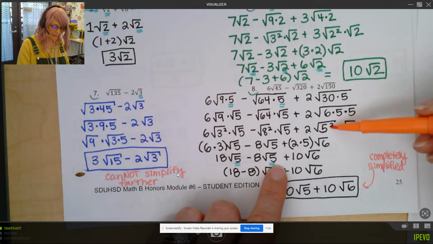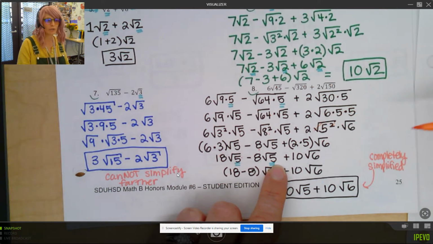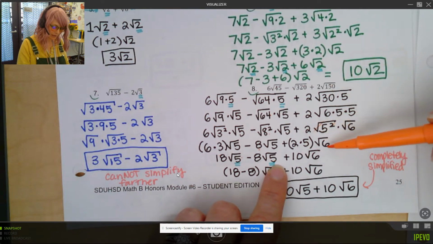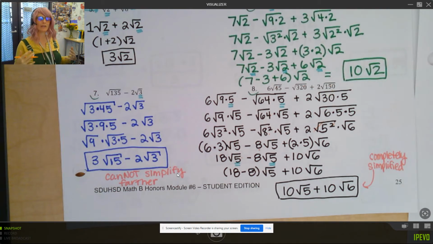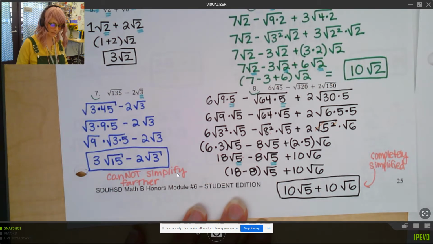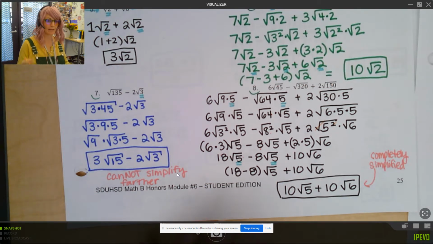So 5 times 5, 5 squared. Square roots and squares are inverse operations. So we end up with 2 times 5 on the outside, root 6. Remember, you have to have the same number under the radical. So root 5 and root 5 are both the same number. 6 is not the same as 5.